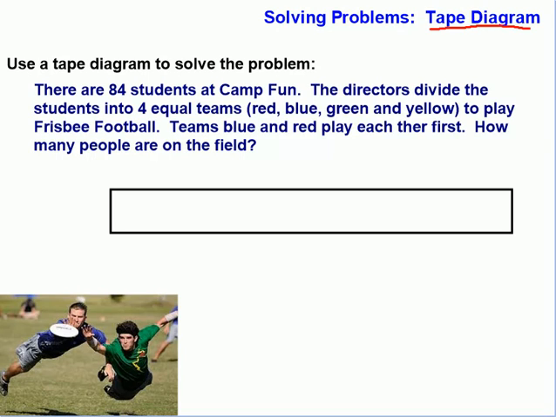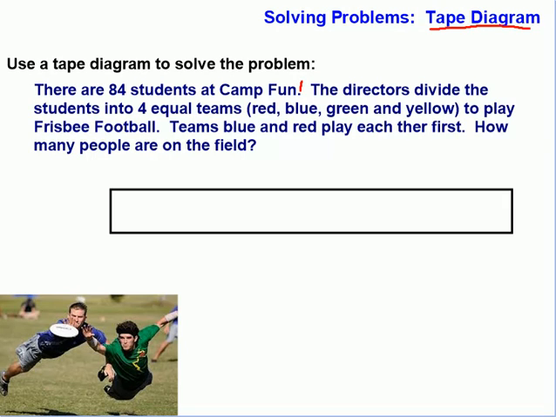There are 84 students at Camp Fun! The directors divide the students into 4 equal teams: red team, blue team, green team, and yellow team, to play Frisbee football. Teams blue and red play each other first. How many people are on the field?